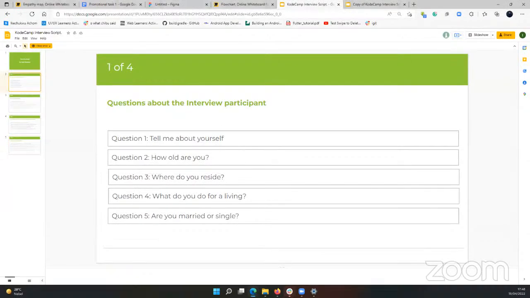So this is someone's submission. The first question. First of all, you were given an instruction to duplicate. For some of us who had issues with that, you later solved it. This first set should be your questions about the interview participant. You're trying to get to know the participant. So any question that does not give you more insight as to who the participant is is a wrong question, and it should not be on this particular slide. That's one thing you should take note of.